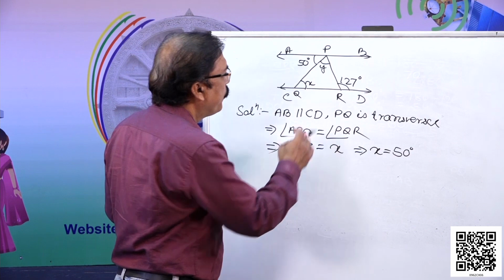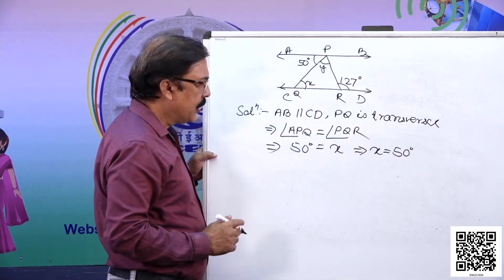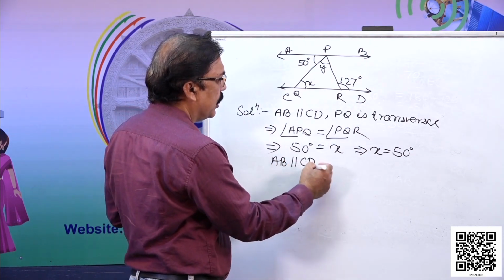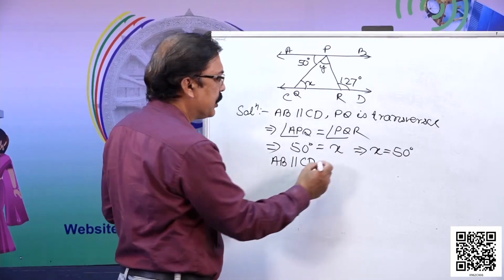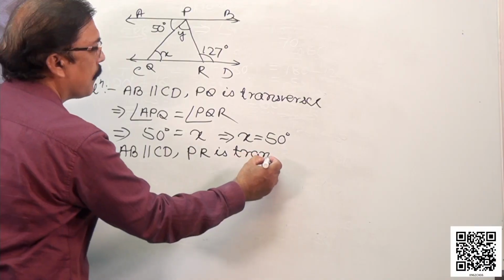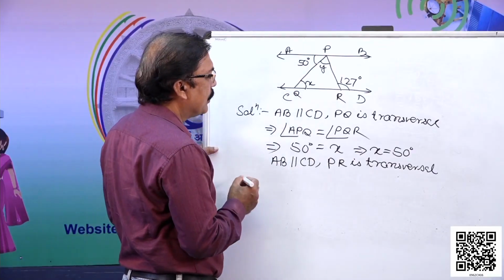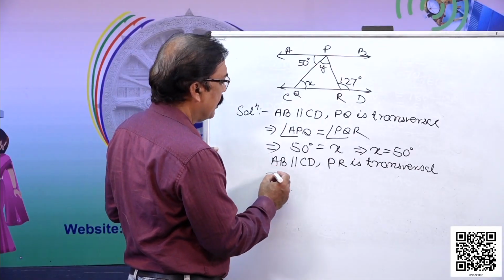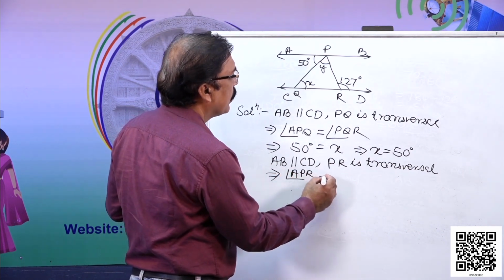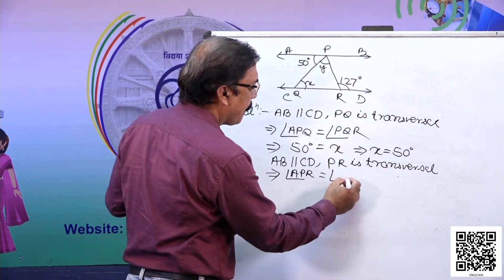Now PRD is 127 degrees. Again, considering AB is parallel to CD and PR as transversal. What did we get? We get that angle APR is equal to angle PRD.